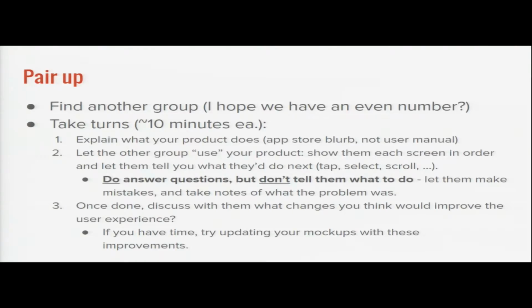Take turns. Explain what your product does first. Don't just show them the user interface. Don't just stuff the papers in their face and expect them to understand. Just tell them what your application does. If you're going to write the App Store description for your app, this is what you should be telling the other team. Don't tell them every detail of it. Just one sentence or one paragraph. What does your application do?